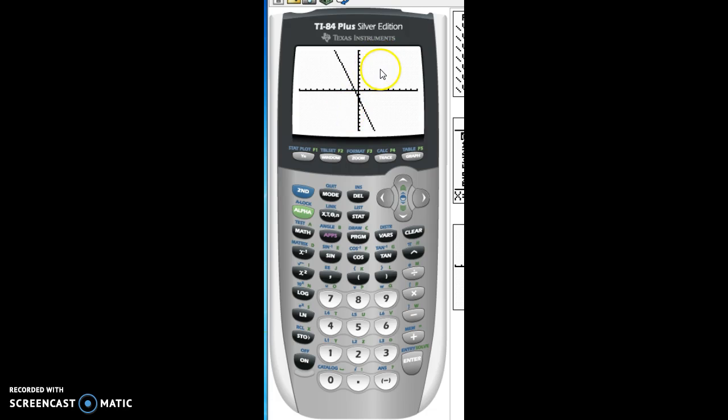But before I show you how to shade it, I did want to go over how you can actually get the coordinates, because just looking at this line, you might be able to guess a couple of them, but it's kind of hard to see what exact coordinates this line is going through. And that's where the table comes in nice and handy. So I'm going to go to second table here, and you see it lists out different coordinates that line is going through.